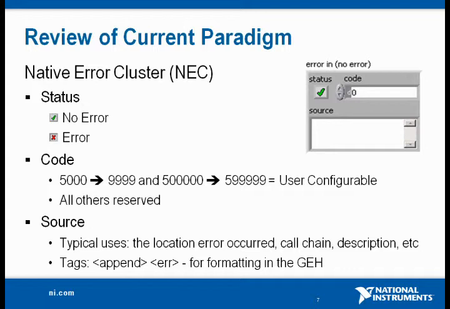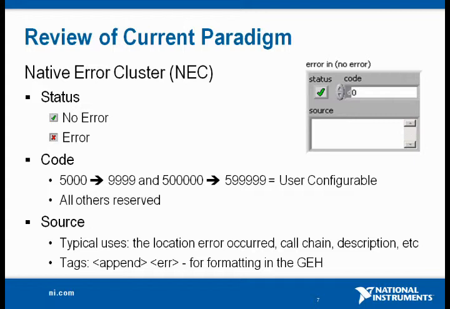Up until recently, we had the range 5,000 to 9,999 to put our own errors in there. And it's just been recently expanded to include a couple of gigaflops of errors there as well, which is fantastic. Thank you, Stephen, from National Instruments. And all the other ones are reserved for National Instruments to be able to assign.